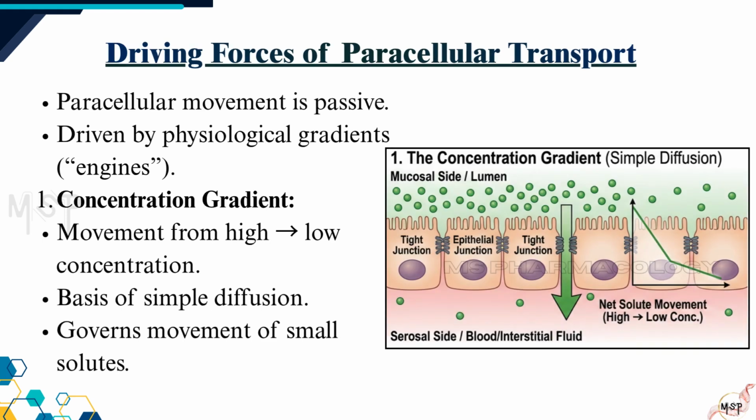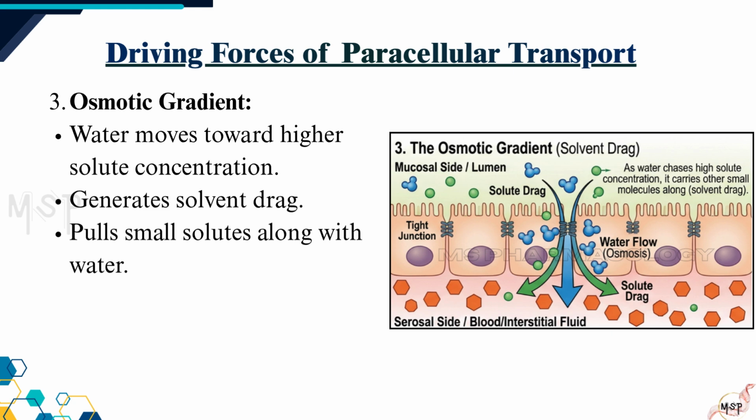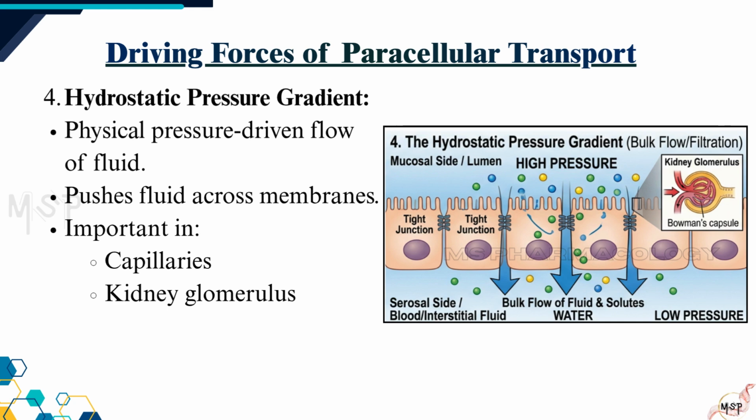1. The concentration gradient. This is simple diffusion. Solutes naturally move from areas of high concentration to low concentration. 2. The electrochemical gradient. This is crucial for ions. It's the combined pull of electrical charges and chemical density. 3. The osmotic gradient. Here, water is the driver. As water chases higher solute concentrations, it creates a solvent drag, pulling other small molecules along. 4. The hydrostatic pressure gradient. This is a physical push of fluid across membranes, a process vital in our capillaries and the kidney's glomerulus.